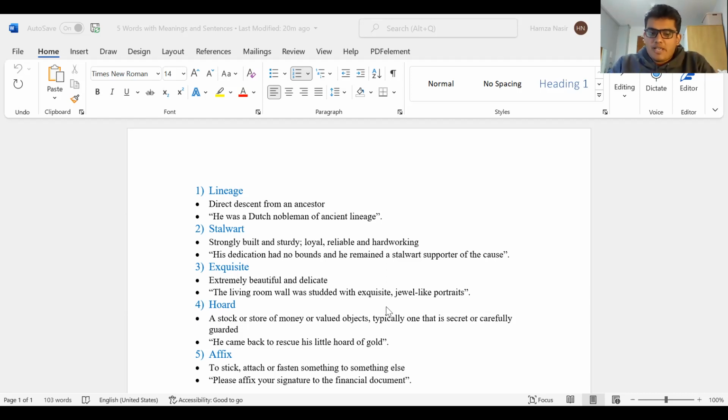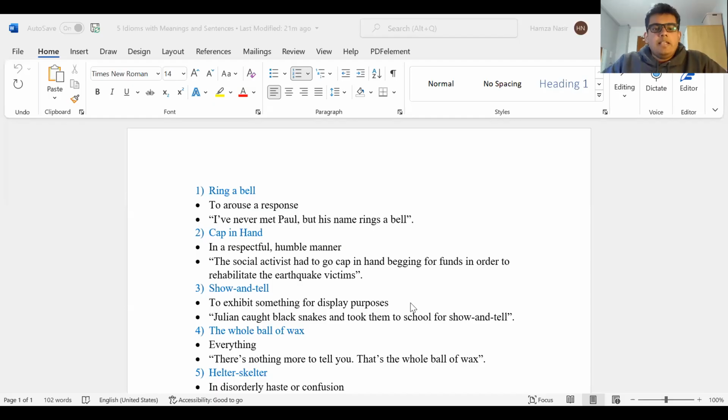The fifth and final word for today is affix, that is AFFIX. Affix means to stick, attach, or fasten something to something else, right? Please affix your signature to the financial document. Do cheezon ko jodna. So these are 5 words for today. Lineage, stalwart, exquisite, hoard, as well as affix.